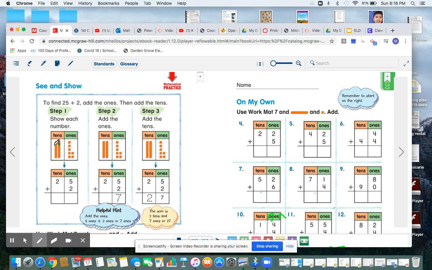This is 20. And 1, 2, 3, 4, 5, 6, 7. So I can do this with the visual representation, or I can do it with the numbers. 5 plus the 2 is 7, and then 2 plus 0 is 2. Let's look here. Add the ones. So I add the ones, which is 5 plus 2 is 7.